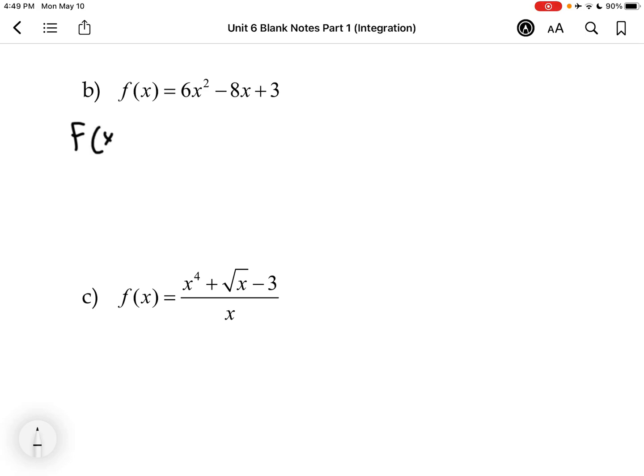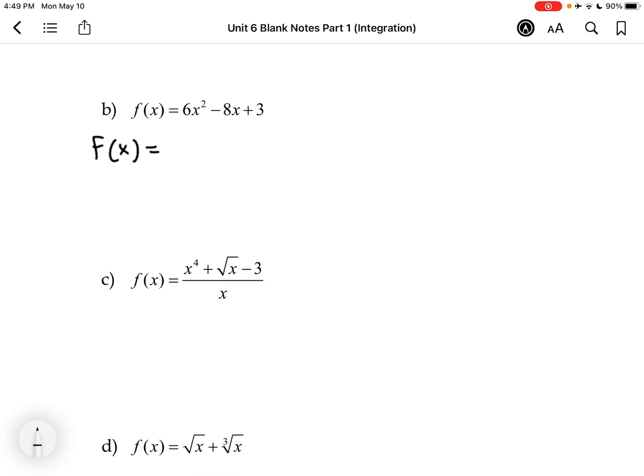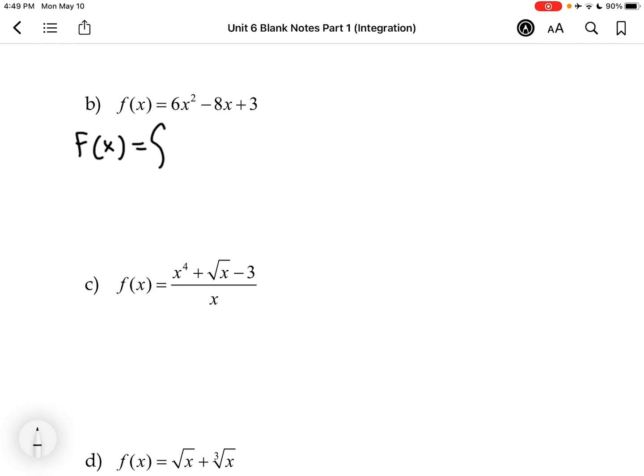F of x is equal to the integral of 6x squared minus 8x plus 3 dx. And we can basically just apply the rule that we just looked at a moment ago, the reverse of the power rule, one term at a time. Okay, so the 6x squared is going to be 6, and then the x will become x cubed, and we have to multiply that by 1 over 3.